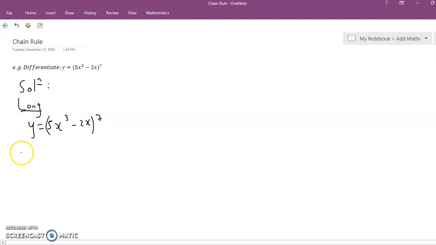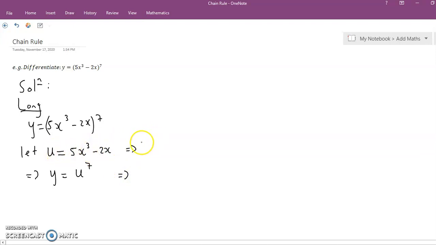Now what we do is we make a substitution. We let u, or any dummy variable or placeholder variable, be equal to whatever is inside this function, whatever is the inner function. So it becomes 5x cubed minus 2x. If u is equal to this, it means we could replace this with the whole term u. So y is equal to u to the power of 7. Now with each one of these we could differentiate them separately.